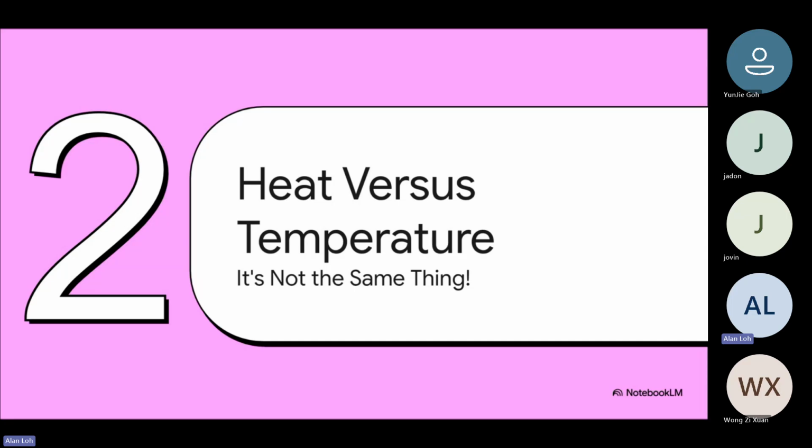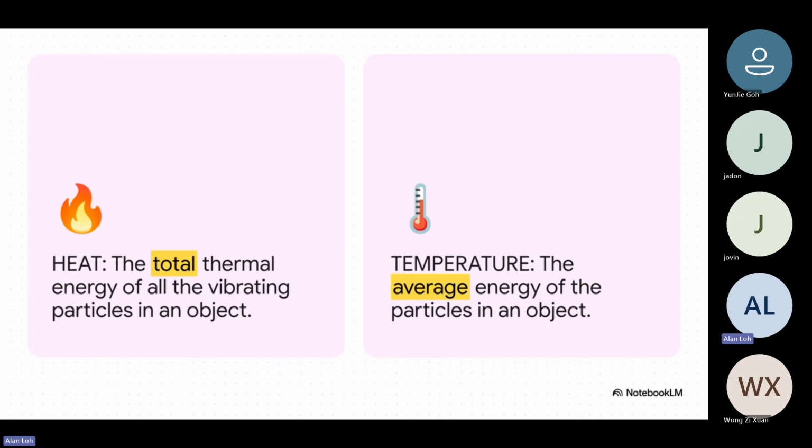Let's switch gears a bit. We're going to move from the stuff itself to the energy that's buzzing around inside of it. We're talking about heat and temperature. And believe me, they are not the same thing. Yeah, we use these words all the time like they mean the same thing, but in physics, totally different.